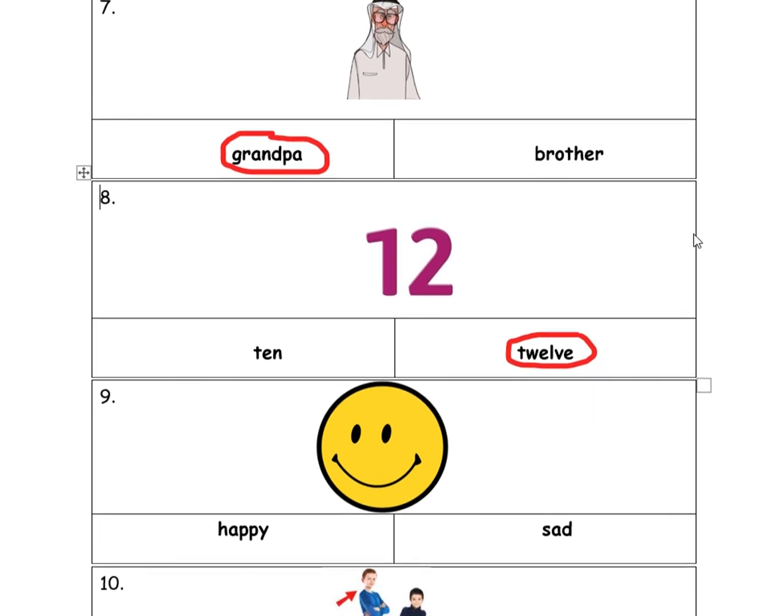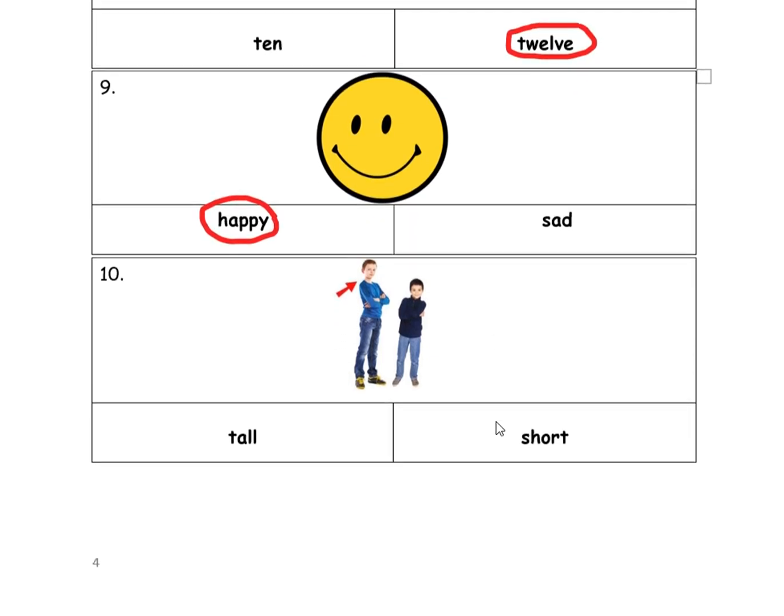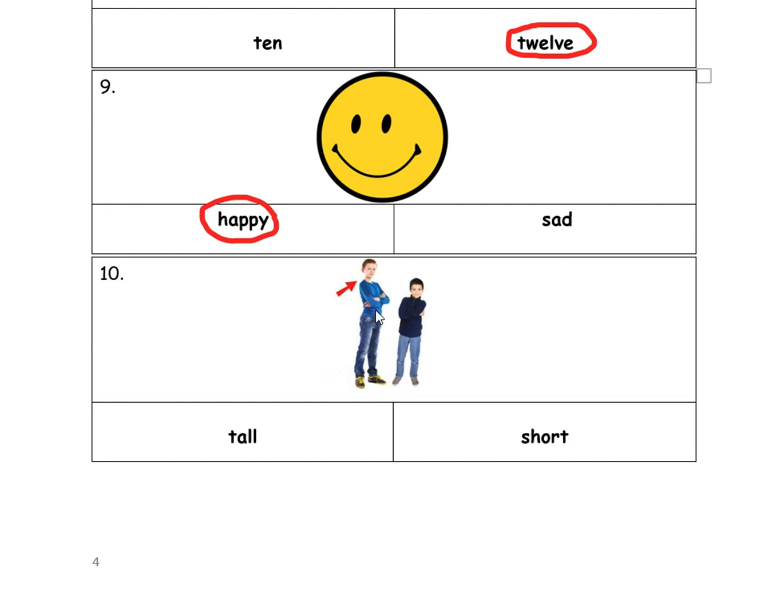And here we have a happy face. So which one is happy? Which word is happy? Happy, sad. So we circle happy. Now look at this picture. So which word for this picture? Tall or short? Of course, the boy is tall. Alright, next.